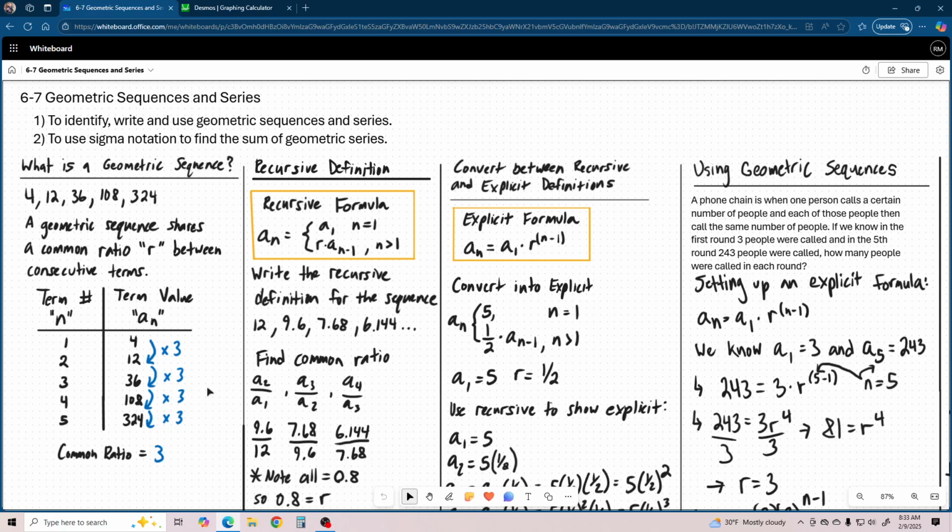Hello everyone, and welcome to 6-7, Geometric Sequences and Series. Today we're going to identify, write, and use geometric sequences and series, and we're going to use sigma notation to find the sum of geometric series.